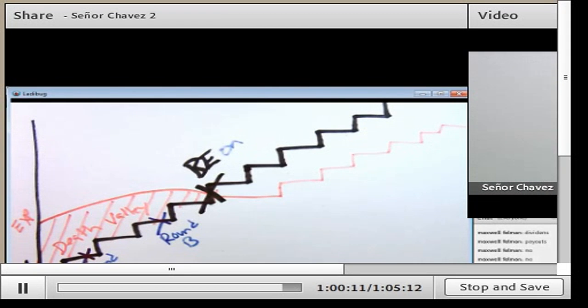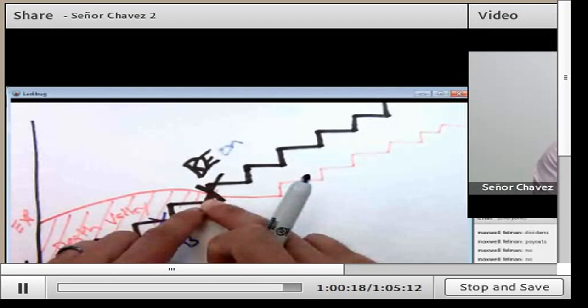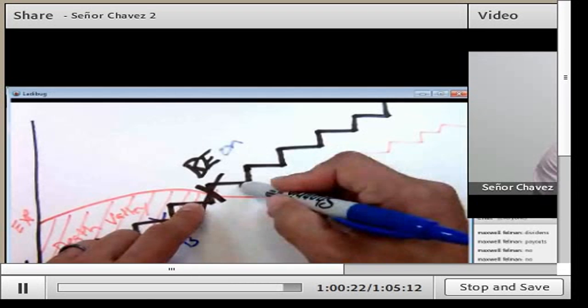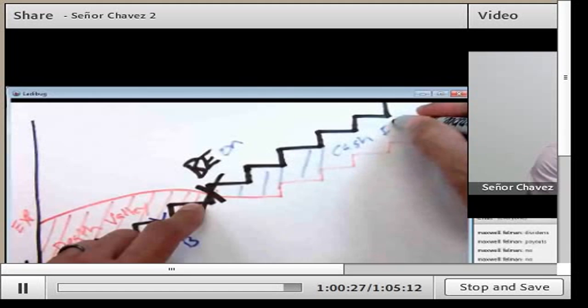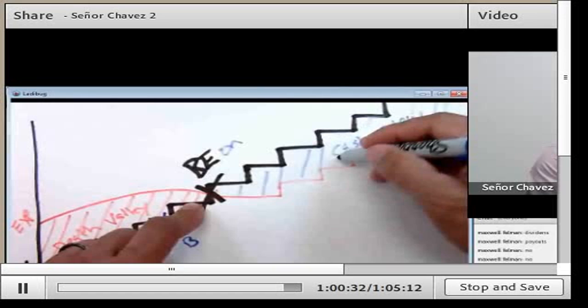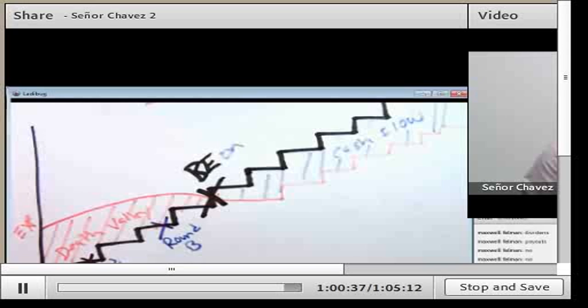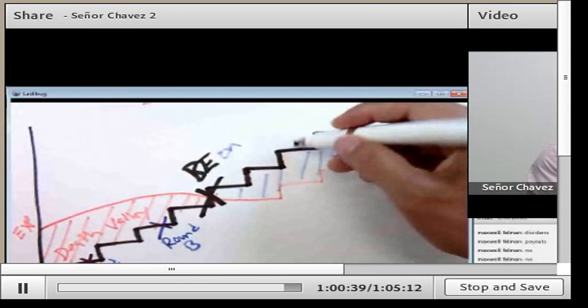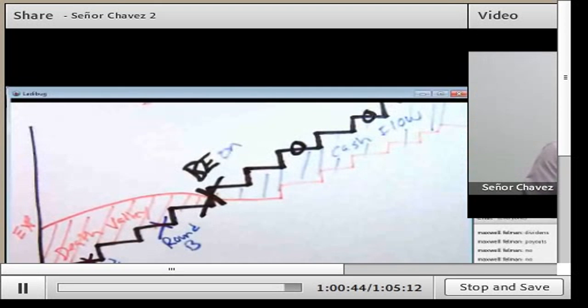You always need capital to grow the business. But the beauty about this point right here is if you don't get the money, you can continue to grow organically. This here, we're denoting this as cash flow. But you may need additional funding here and here and here to accelerate and continue growing the business.